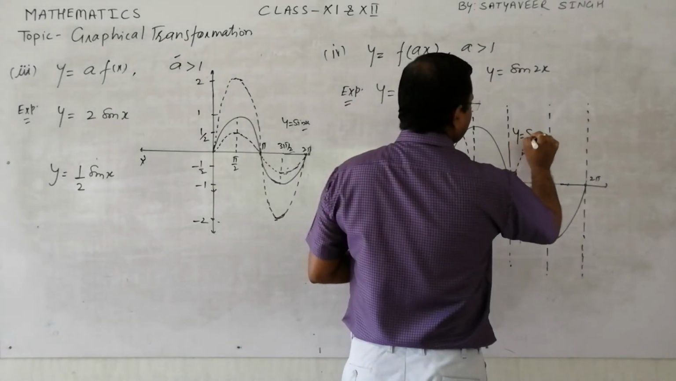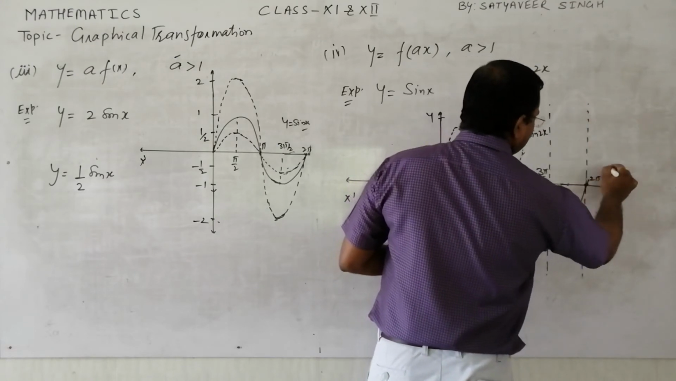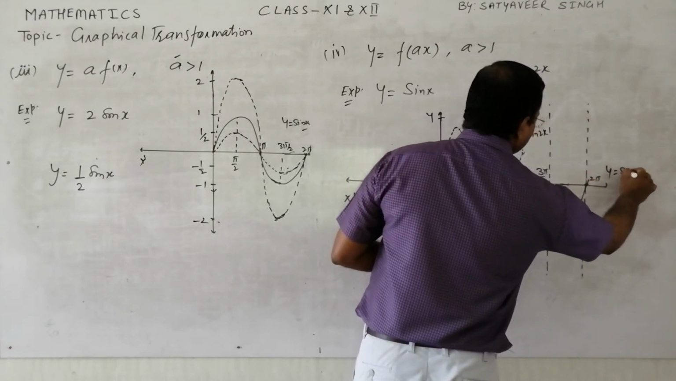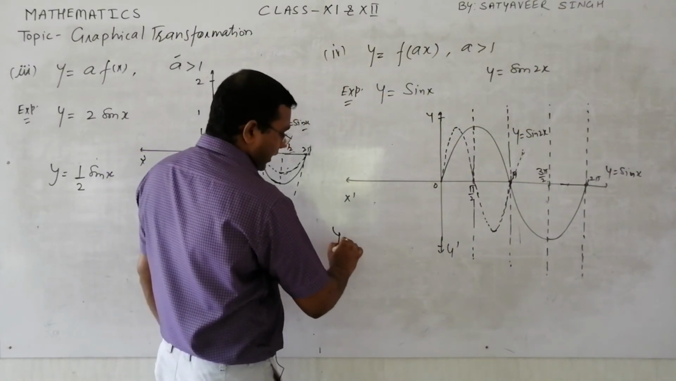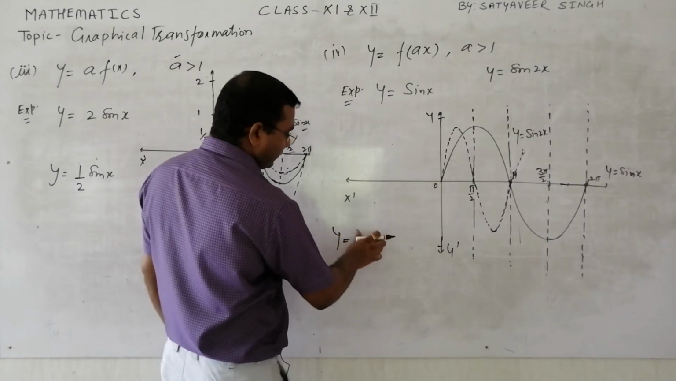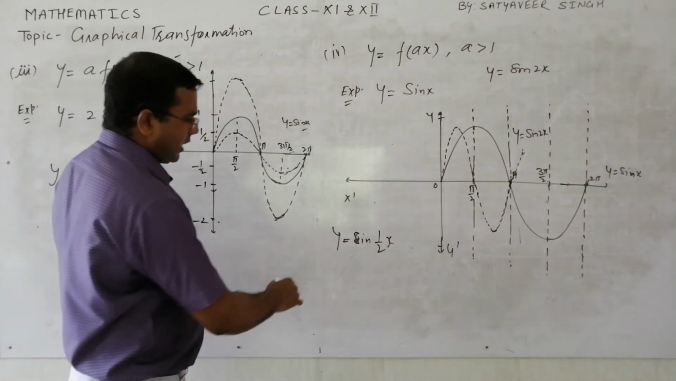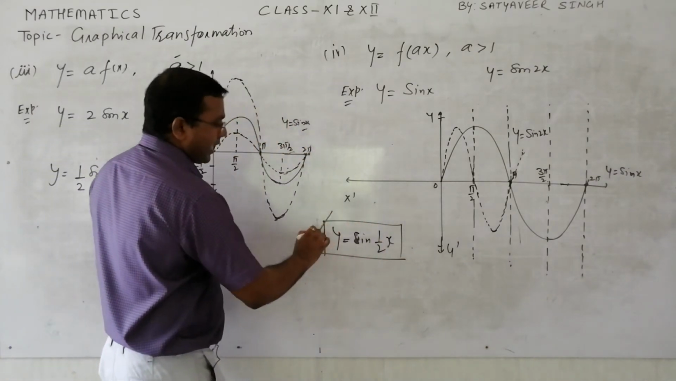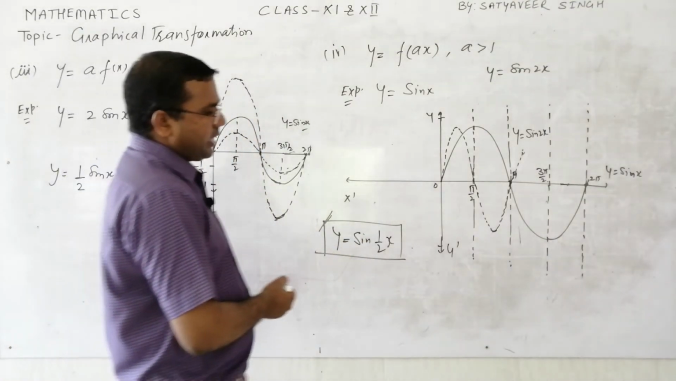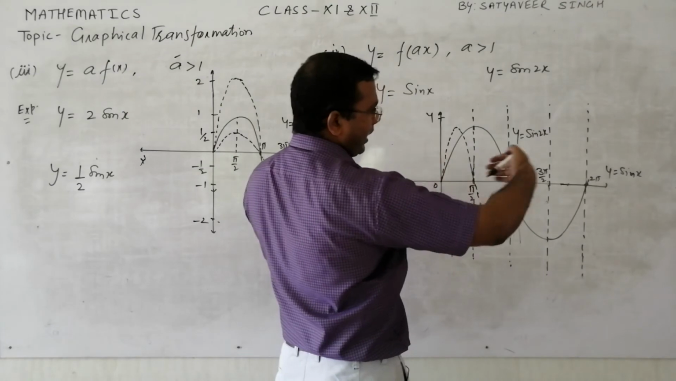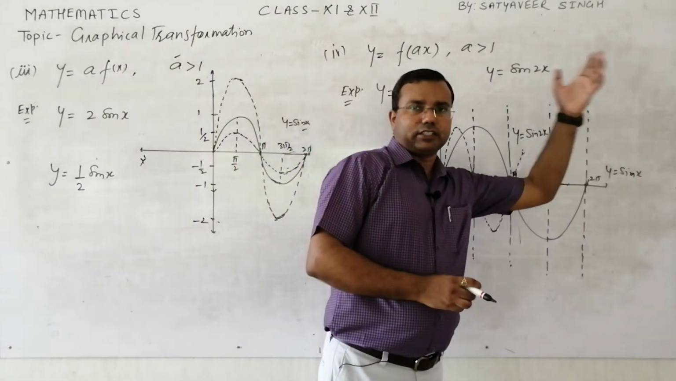So this is now y is equal to sin 2x I can say, and this graph I will say is y is equal to sin x. At the same time, if you write the transformation y is equal to sin 1 upon 2x, then it will stretch the graph along the x-axis, and now the period stretches further.